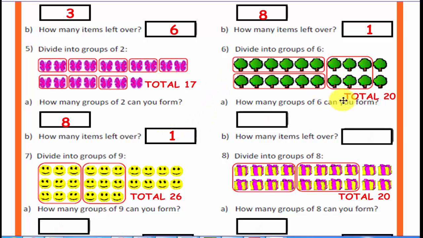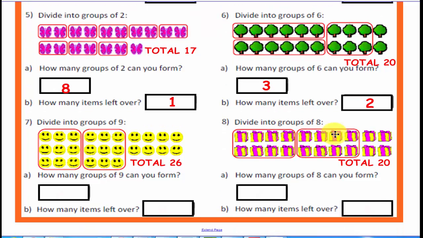Number 6, we have a total of 20. So we're going to divide this in groups of 6. So we have 1, 2, 3, 4, 5, 6. Another 6 is 12, and another 6 is 18. So we have 3 groups, and 3 times 6 is 18, plus we have 2 left over. Let's look at number 7.